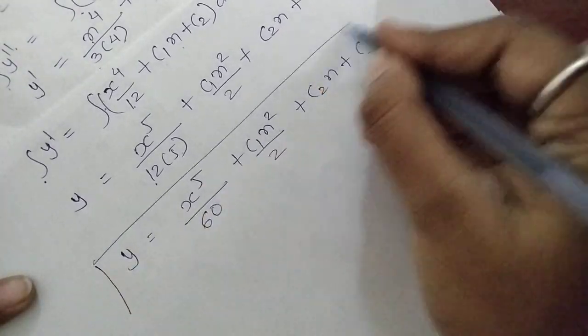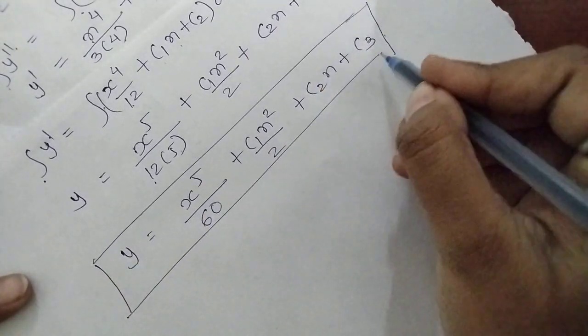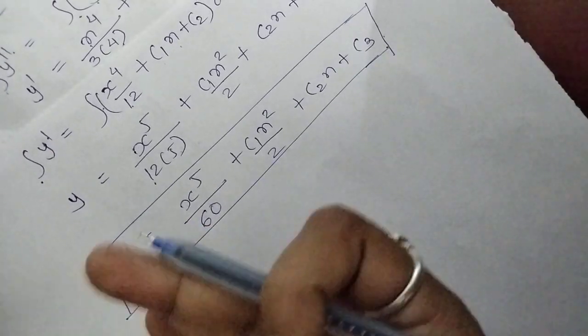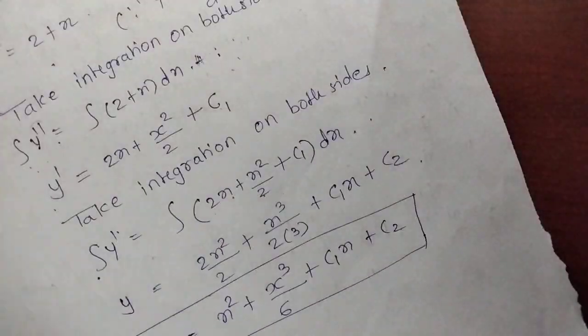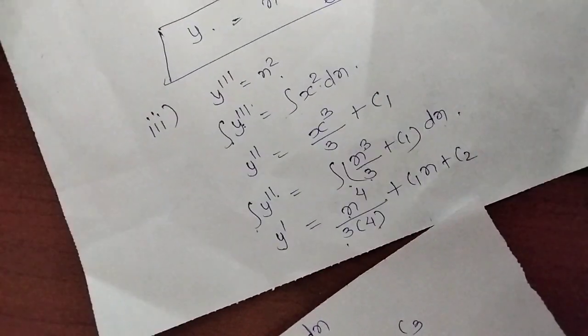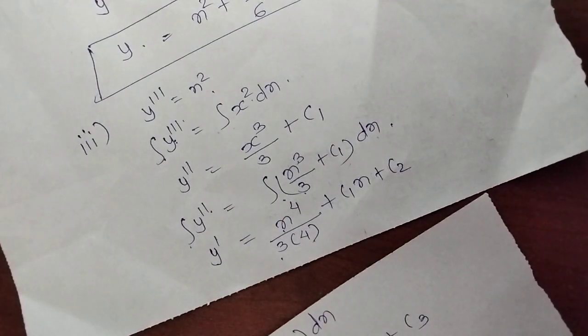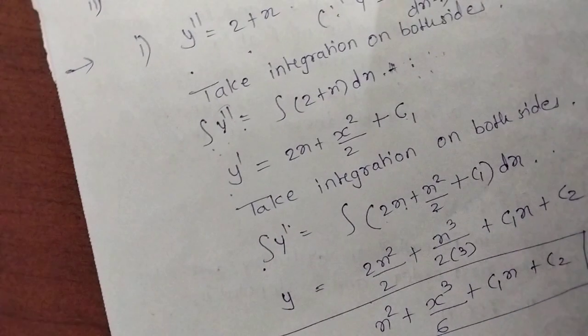Here you can observe that the order of this differential equation is 3. That's why this solution contains 3 constants. Here you can see how we solved these two differential equations.